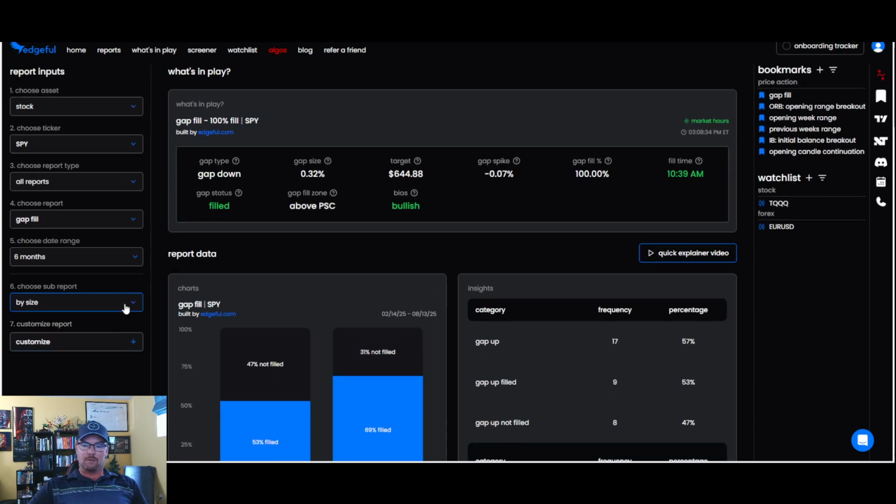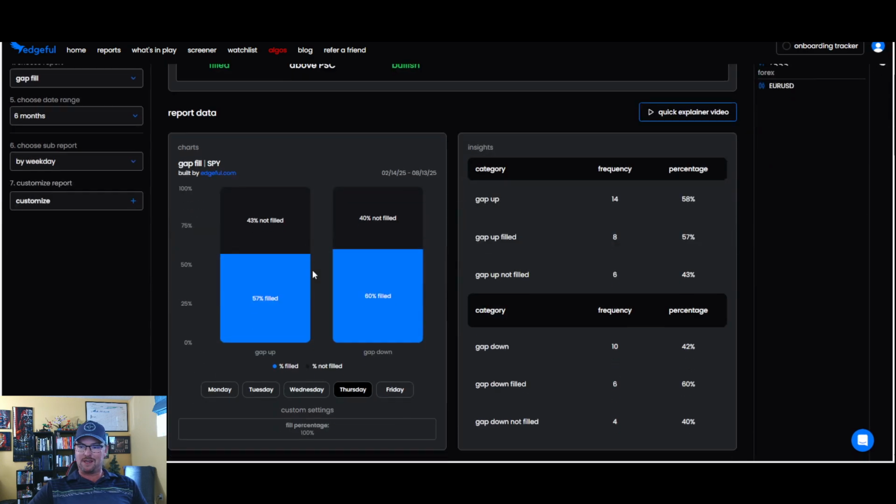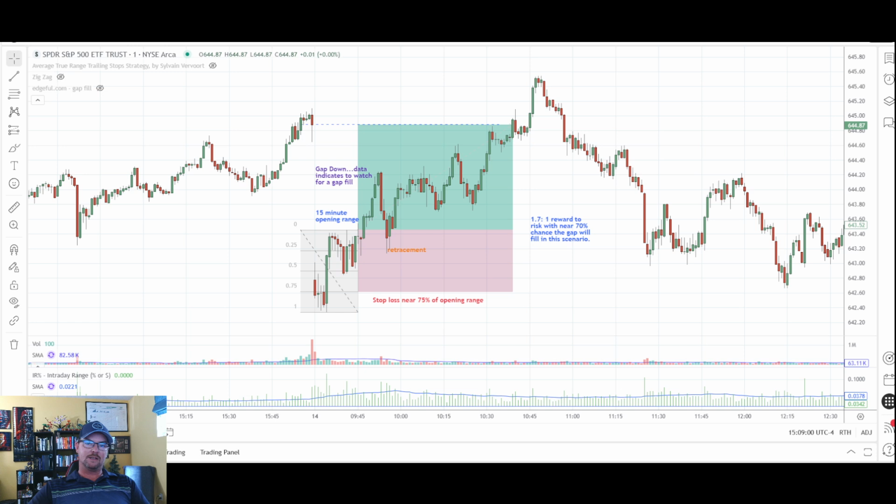We could also look by day of week. So it happens to be a Thursday. 60% of gaps down filled. So not a huge statistical advantage just by day of week, but we're still up above that 50% mark, which I think would be the bare minimum. You don't want to look for an edge unless your risk reward was really good, but we're at 60%. So what does this offer?